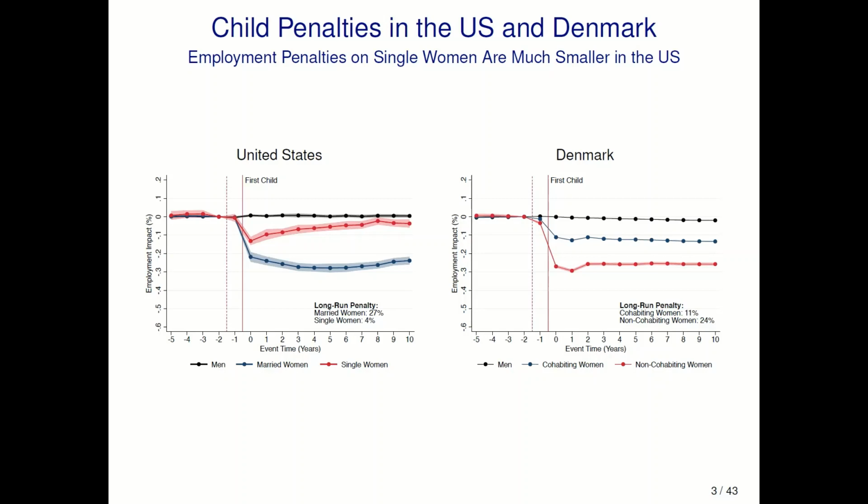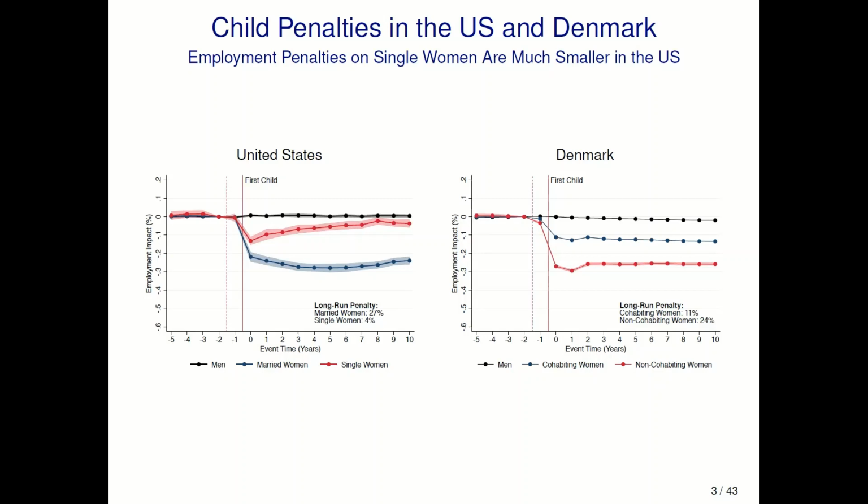Or to be absolutely clear, it's single versus married for the US. Whereas in Denmark, it's cohabitating versus non-cohabitating women, which I think is probably a more relevant split in the Danish context. By the way, the Danish graph here, I am grateful to Jakob, who sits there in the back, for producing that one. So what we can see here is that this overall difference in the US and Denmark in terms of child penalties, there's something very different going on underneath.